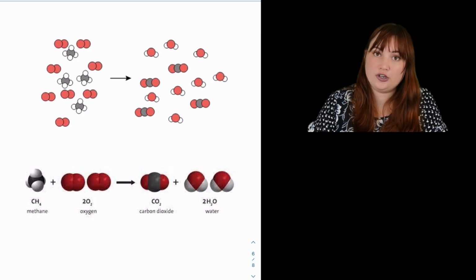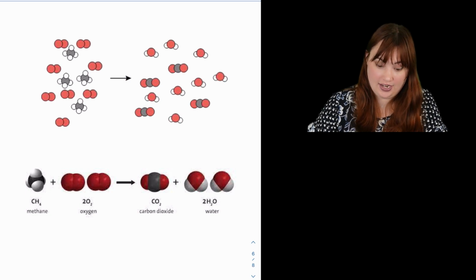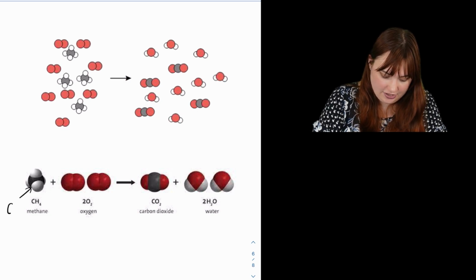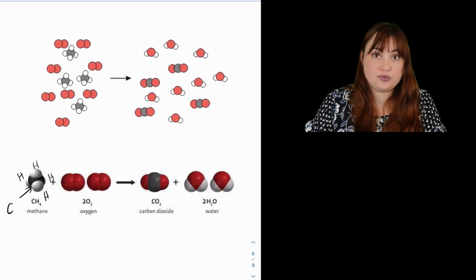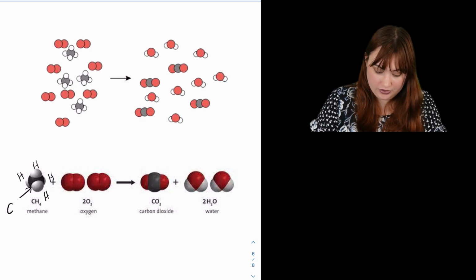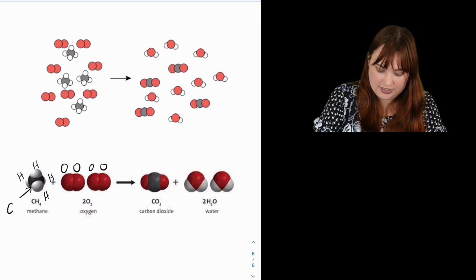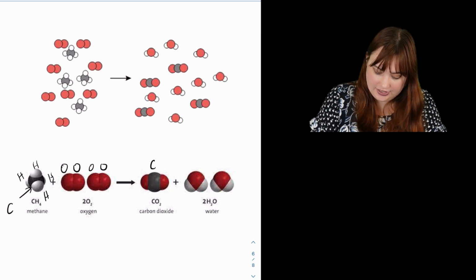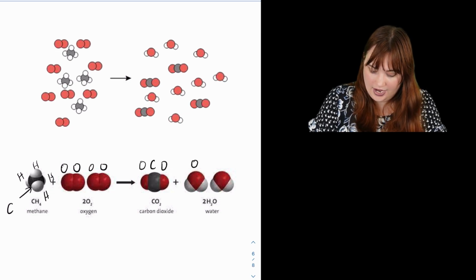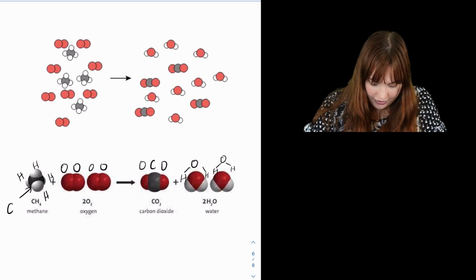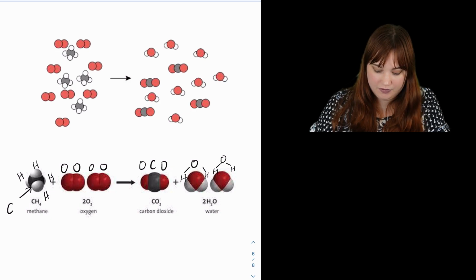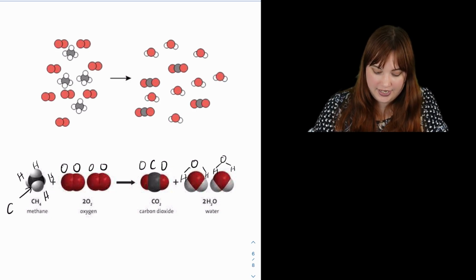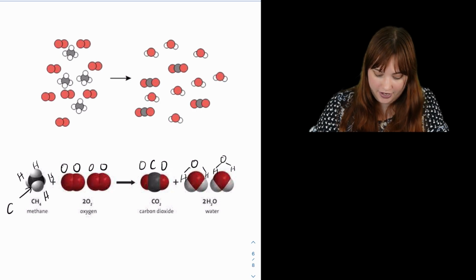So we have a little bit more complicated molecules with this methane. Methane has a carbon at the center and 4 hydrogens all around. It's reacting with oxygen molecules, so that's 2 oxygens bonded together. And it creates CO2 and water. Well, for every carbon, we need 2 oxygens to make a carbon dioxide. So let's use up all that carbon and see how many carbon dioxide molecules we can make.